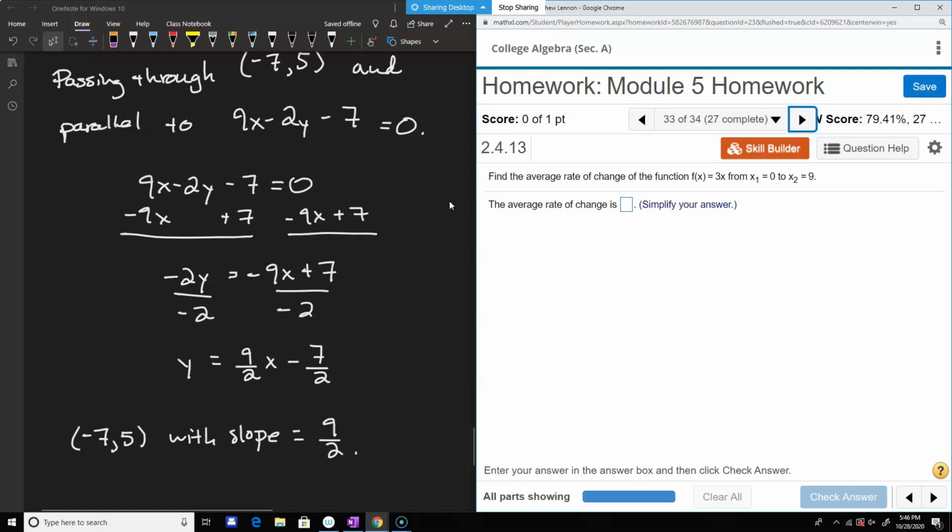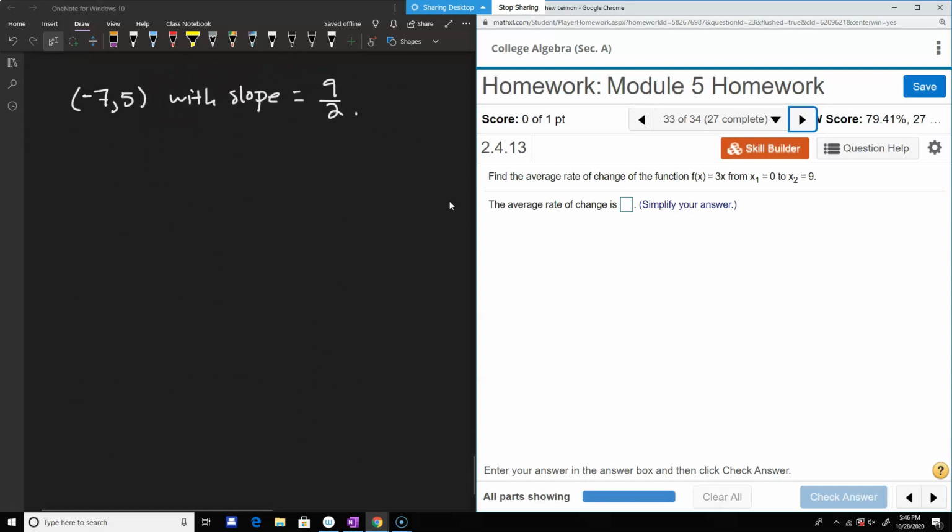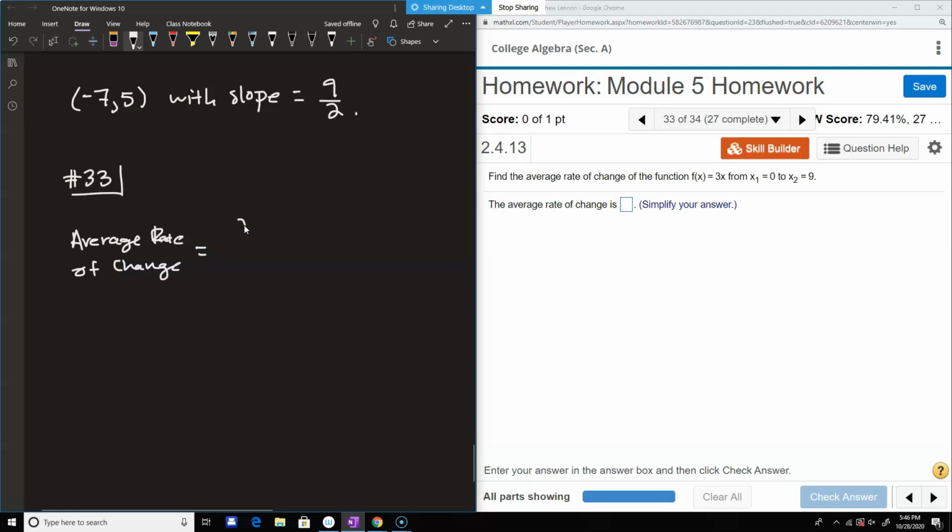Okay, so then the average rate of change for the last couple. So the average rate of change is just given by the formula f of b minus f of a divided by b minus a. So in this function, let's say f of x equals 3x from x equals 0 to x equals 9.